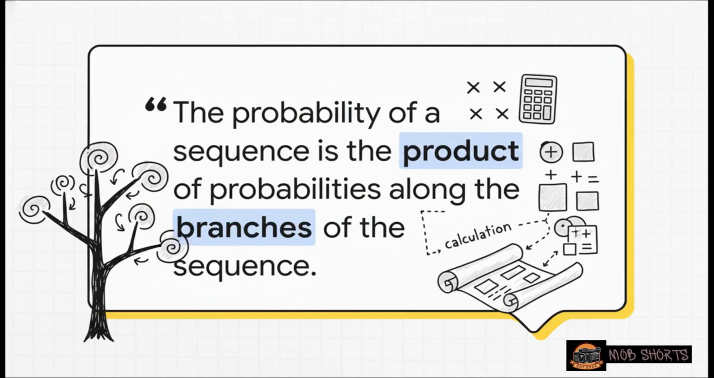It's the key that connects our visual tools, like the tree diagram, with our rules, like the product rule. It says the chance of any one path happening is just the product of all the little probabilities along the way. It's the logic that makes the whole system work.